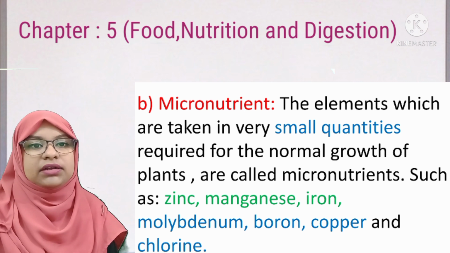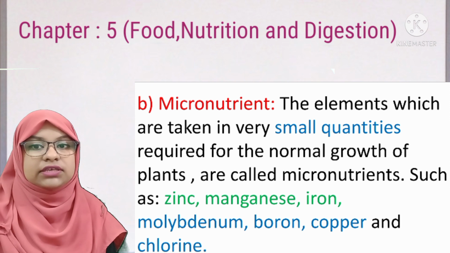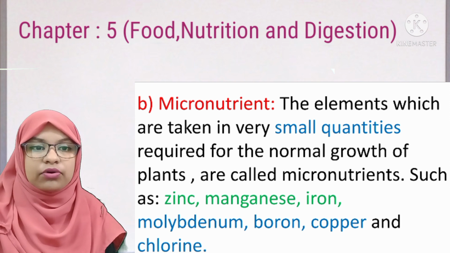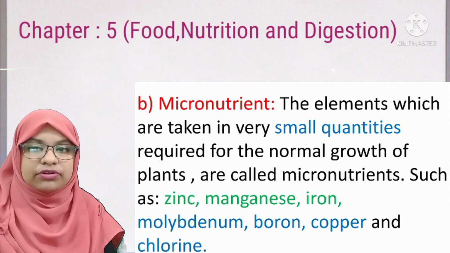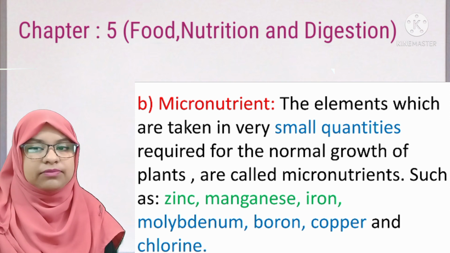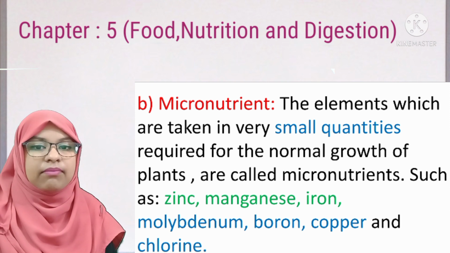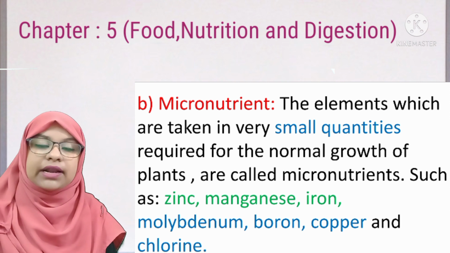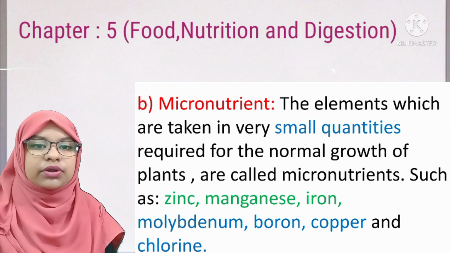Micronutrients: the elements which are taken in very small quantities and are required for the normal growth of plants are called micronutrients or microelements, such as zinc, manganese, iron, molybdenum, boron, copper and chlorine.